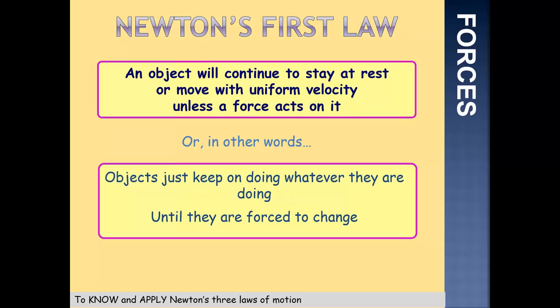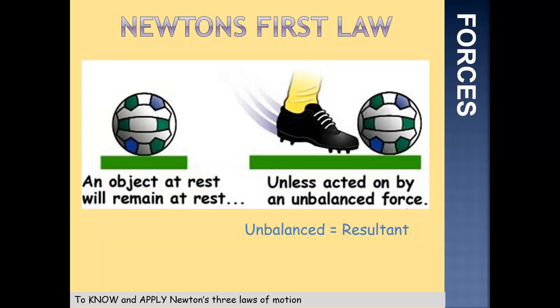So an object will keep moving until another force acts on it and stops it from moving. An object will move at the same speed until a force causes it to speed up or causes it to slow down. An object will remain at rest unless acted on by an unbalanced force. The football there is at rest and will remain at rest as long as nothing interacts with it. When the foot starts to kick the ball, that becomes unbalanced.